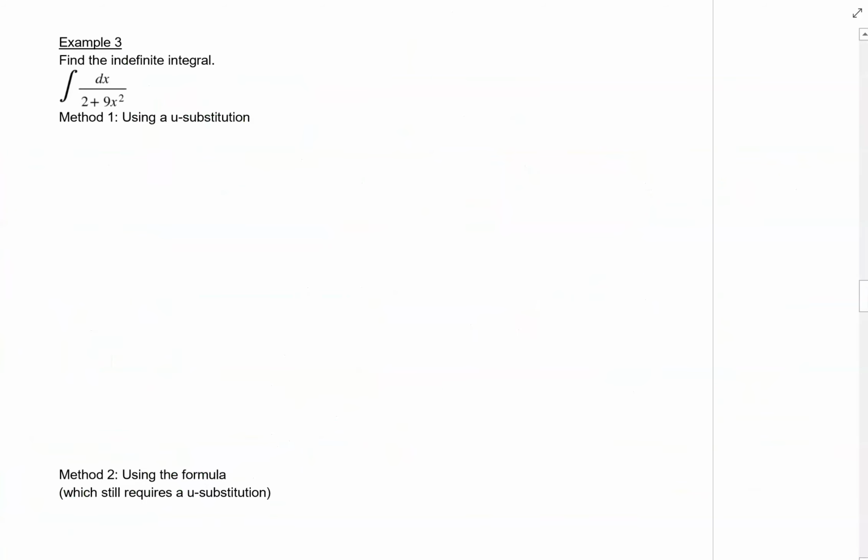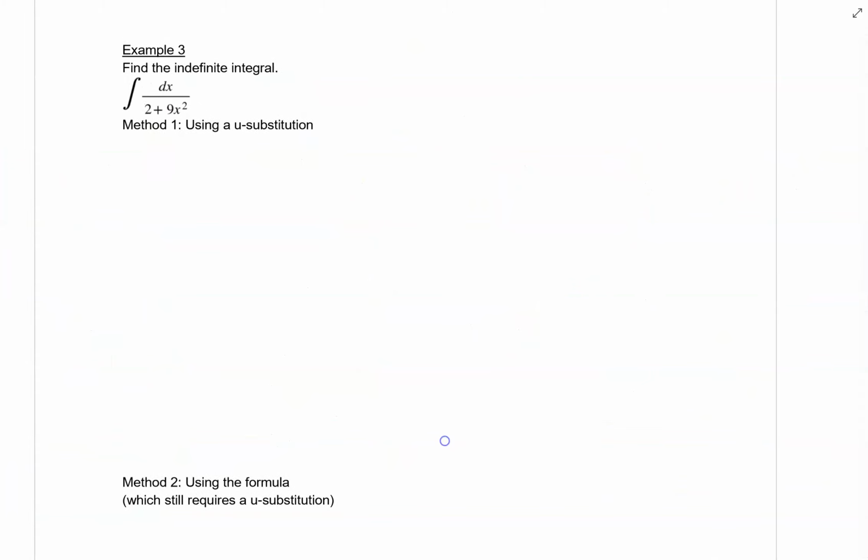So example 3 is a little bit more challenging version of one of these types of problems, but I still would hope that when you see this, like a constant times something with x squared, it would make you think of this.